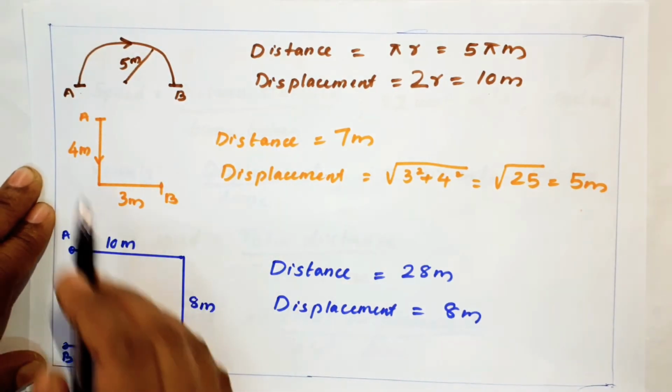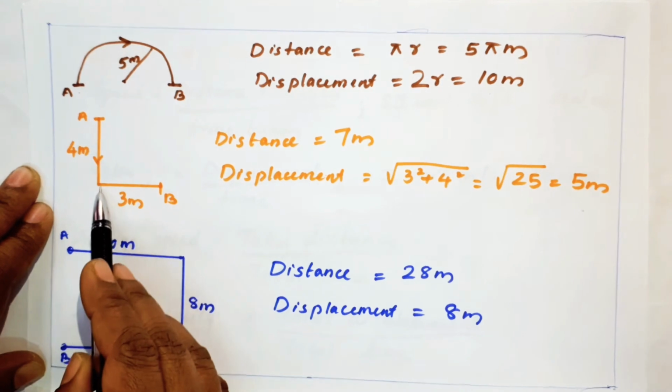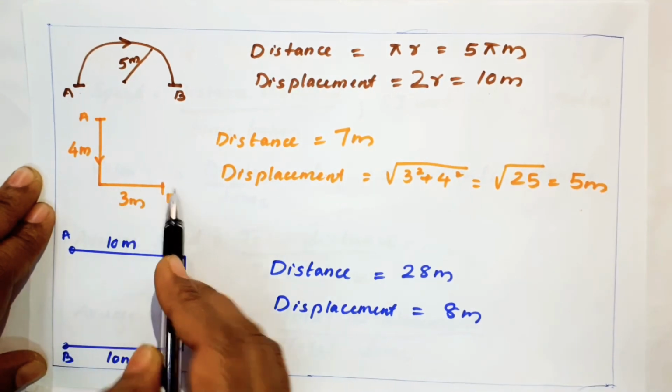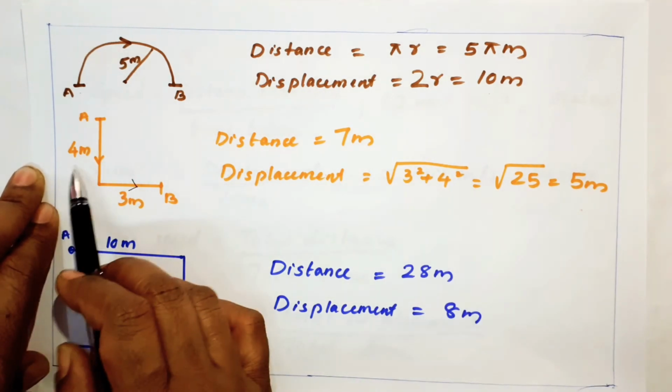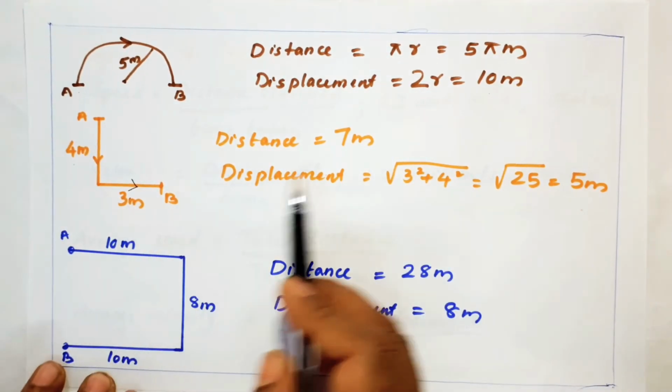See the third case. A body is coming like this for 4 meter and it is going to be 3 meter. What is the distance? Distance will be equal to 4 plus 3, that is equal to 7 meter.